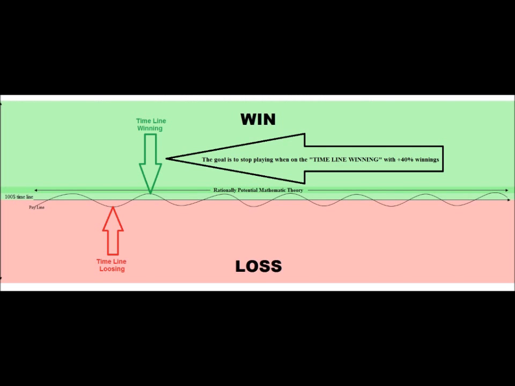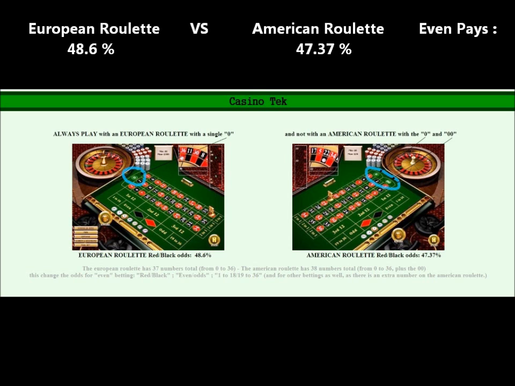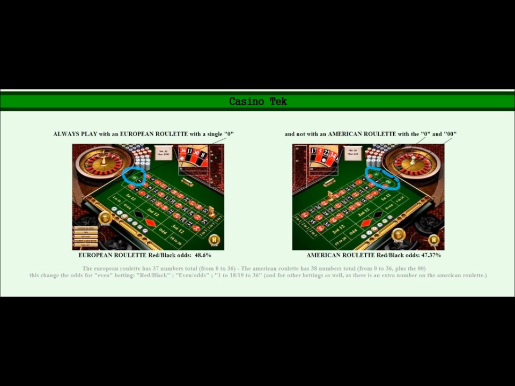Let's start the explanation. First of all, I will use a European roulette with a single zero, and not an American roulette with a zero and a double zero, as it will reduce my chances of winning. A European roulette has 37 numbers total, from 0 to 36, and the American roulette has 38 numbers total, from 0 to 36, plus the double zero.